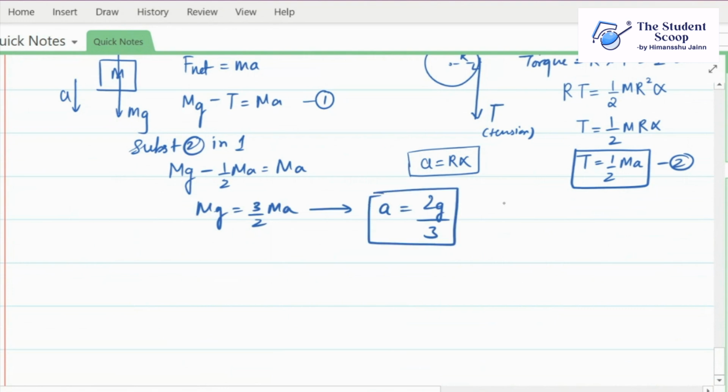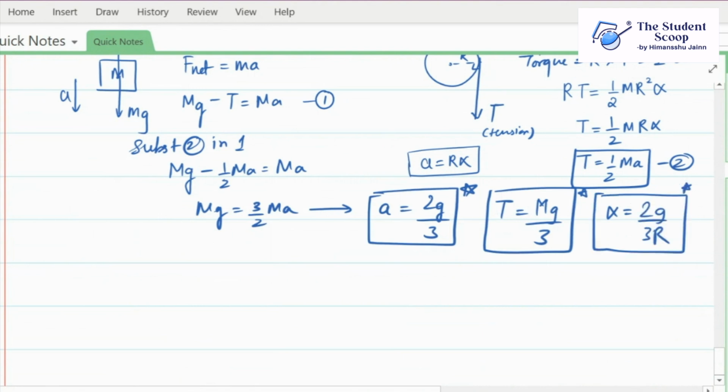Which is very nice. And the tension will be equal to half Ma. So half, the 2 will get cancelled. It will be just mg by 3 if we substitute this. And the angular acceleration is A by radius. So it would be 2g by 3r. Okay. Clear? Okay. So everybody understood this question, guys?